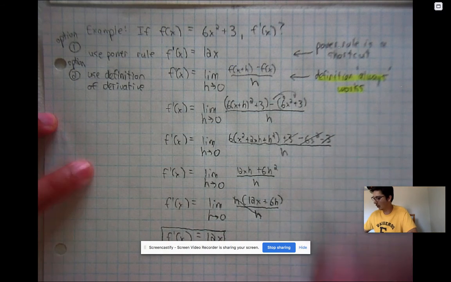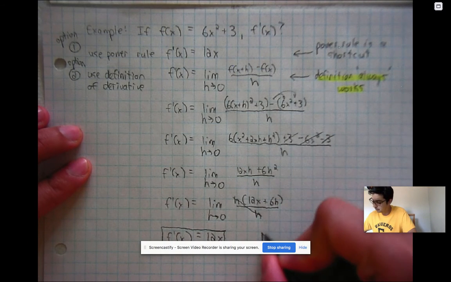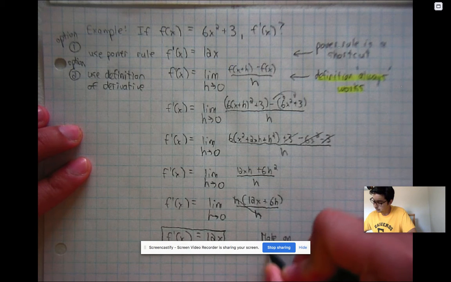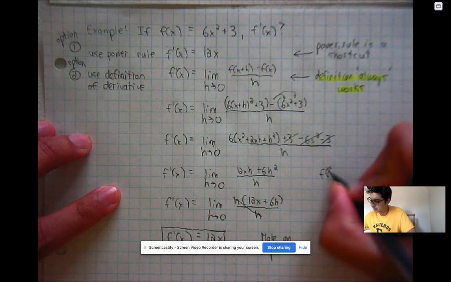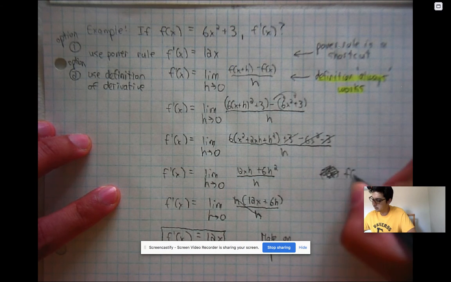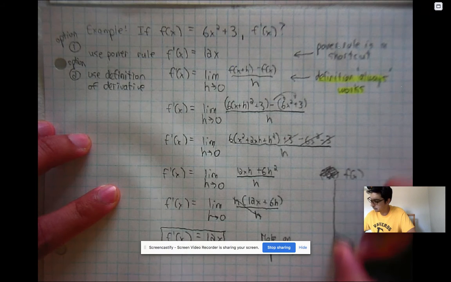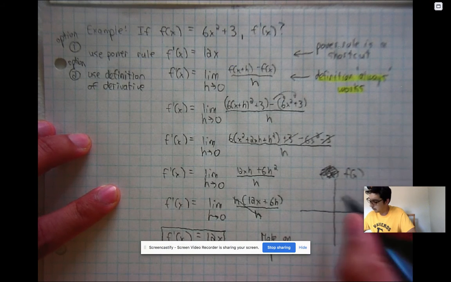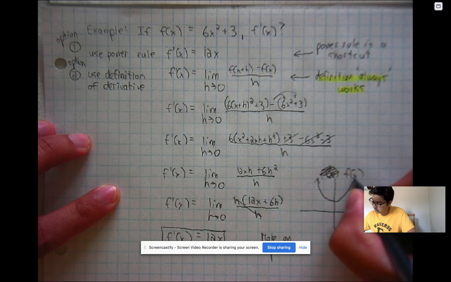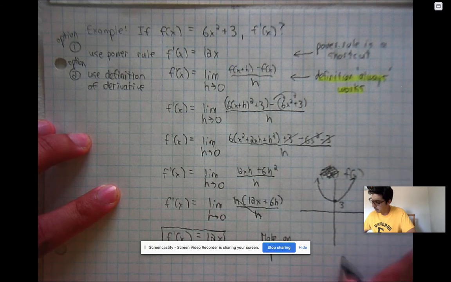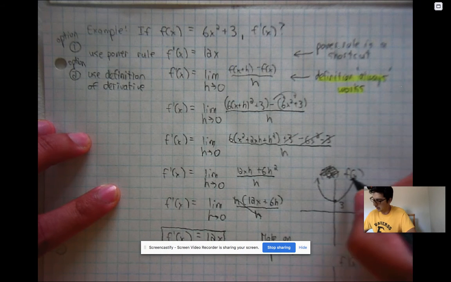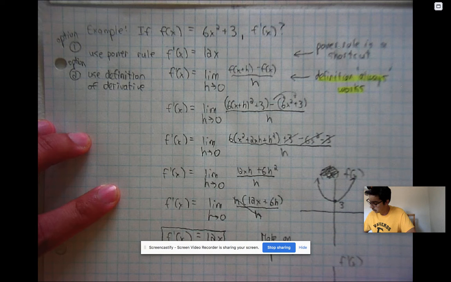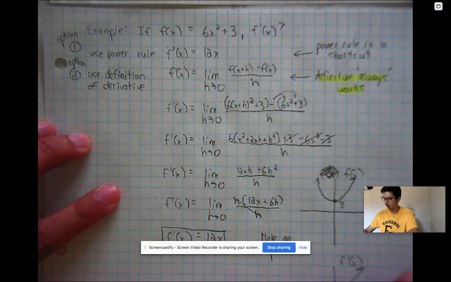And just to make an emphasis on this point. So the original function f of x, if we graphed it, it would look something like this, where this is at 3. And f prime of x, the derivative of f of x, is represented by 12x. So it looks something like this, just a linear line with a slope of 12, right?